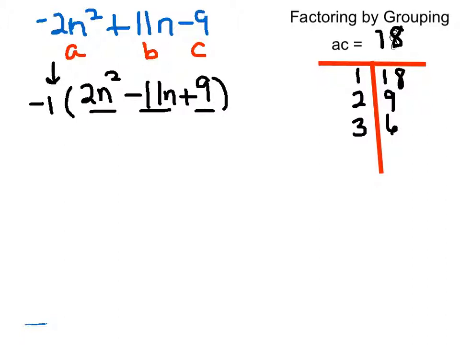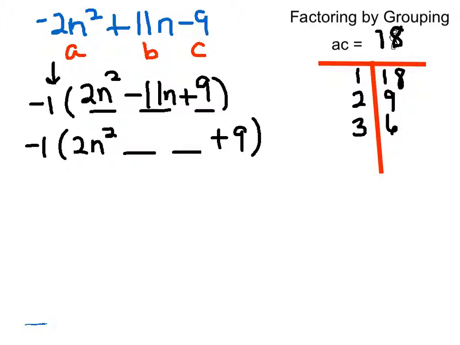Okay, so now when I start my grouping, remember that -1 is still part of the problem. Then I'm going to keep my 2n squared, my A term. I'm going to put a couple of blanks; that's going to be my middle term. That's going to get me that -11n, that B value. And then I'm going to put my plus 9 back at the end.